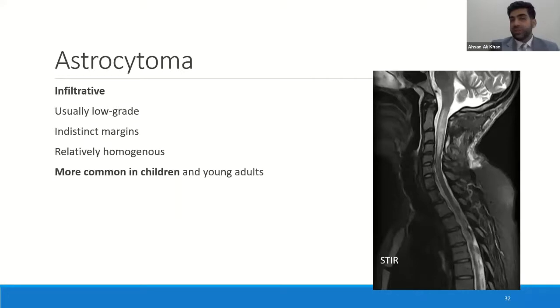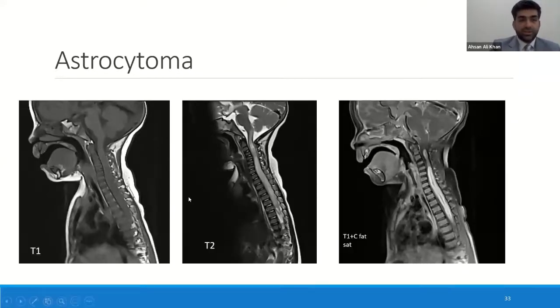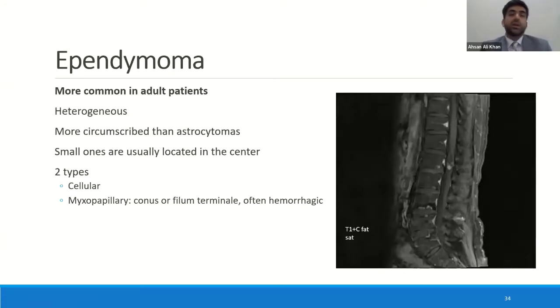Astrocytomas are usually infiltrative, low grade, and they have indistinct margins. Here you can see the margins are not very sharp, and they're relatively homogeneous, and they are more common in children and young adults. Here you can see this is a T1 scan. Cord expansion can be seen. This is a T2 again. You can see the cord. And then this is a T1 contrast enhanced fat suppressed image of this astrocytoma.